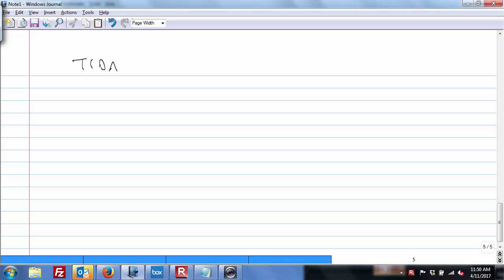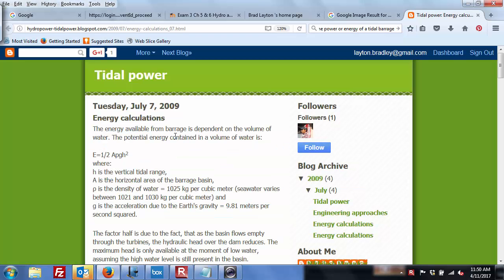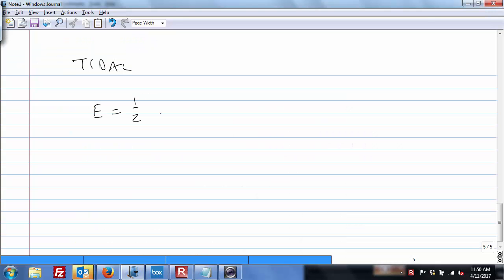Tidal: E equals 1/2 A rho g H squared. And they screwed up a little bit. That's a P. It should be a rho. 1/2 A rho g H squared.